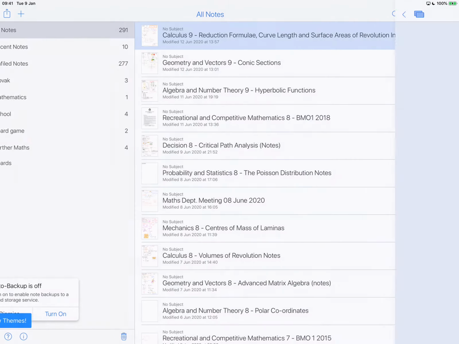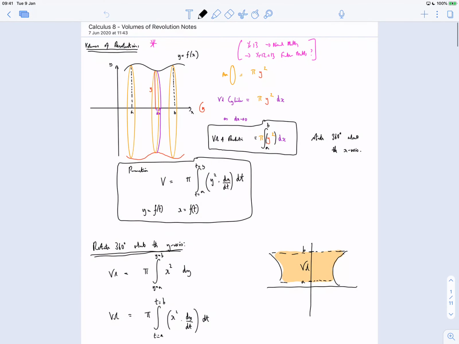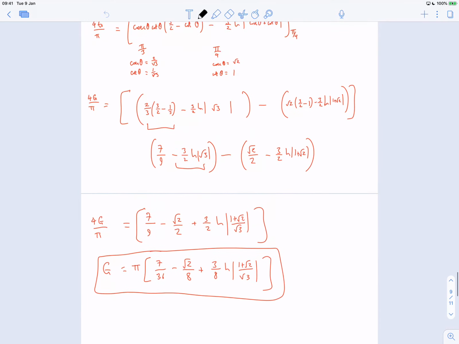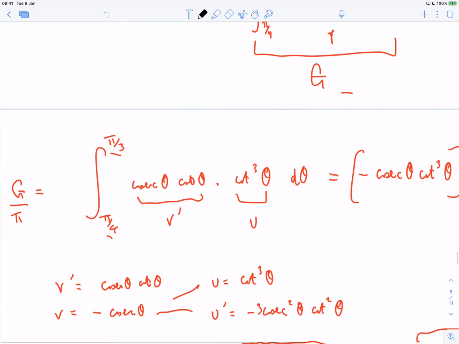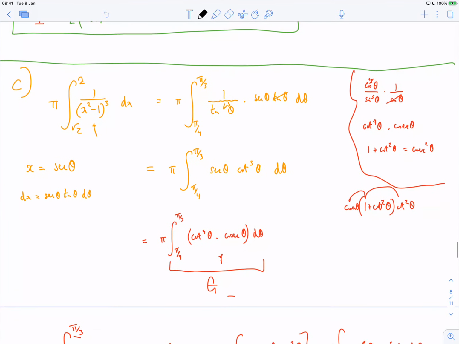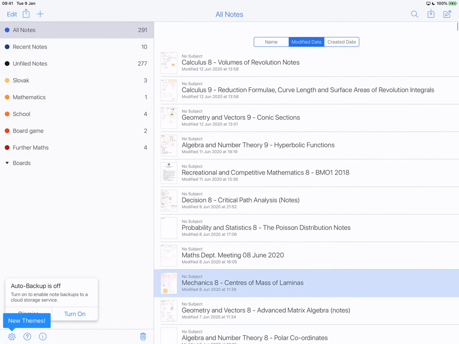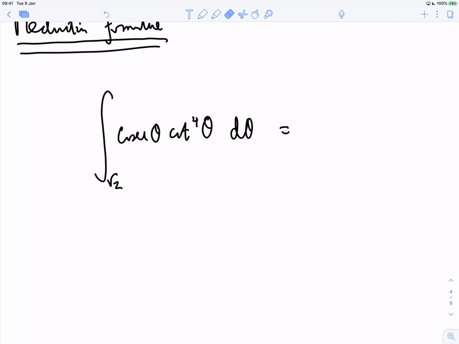Well, let's go back in here. Where was it? Volumes of revolutions. Yeah, volumes of revolutions. It's the last question, wasn't it? It was pi over, oh no. Yeah, it was that between 2. Oh, okay, so it's pi over 3 and pi over 4. Okay. So I actually want this to be between pi over 3 and pi over 4.